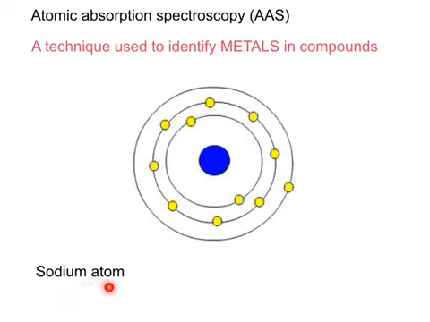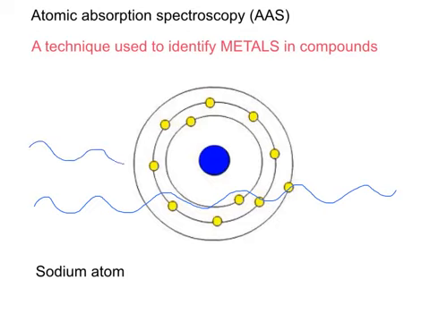So for this sodium atom, which we have here, 11 electrons in their orbits, sodium being in group 1. The technique relies on light of a certain wavelength being shone through the sample containing the metal atom. The idea being that some of the light is going to be absorbed by an electron as it jumps up to a higher energy state.